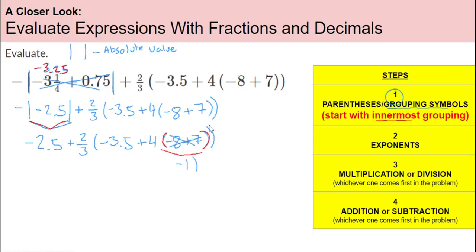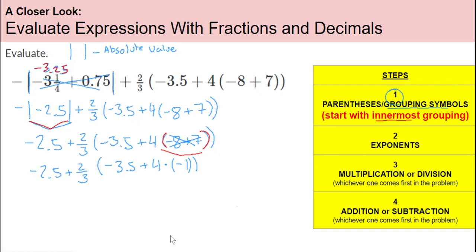I still have this parentheses though. And so it's like saying 4 times, and I'm going to put negative 1 in a parentheses just to keep it safe. And then negative 3.5 plus 4, close the parentheses, and then on the outside, negative 2.5 plus 2/3. Okay, don't touch that fraction yet.